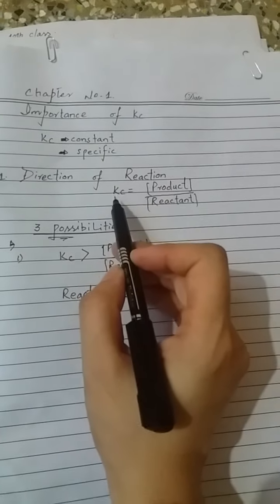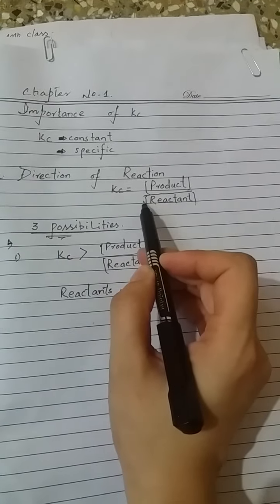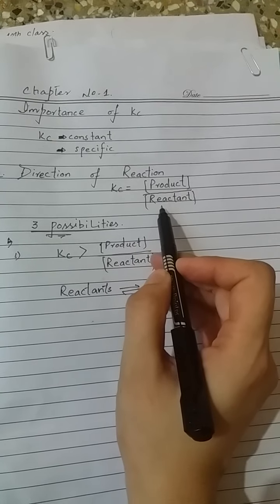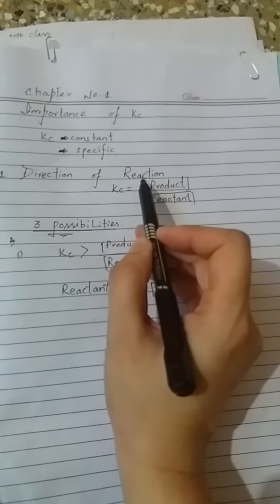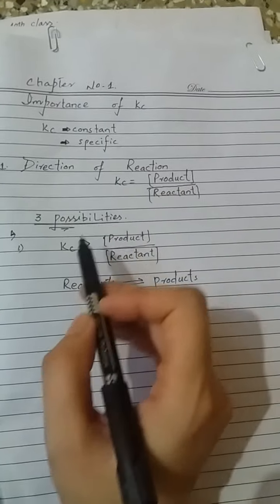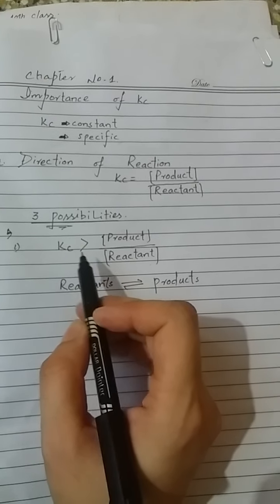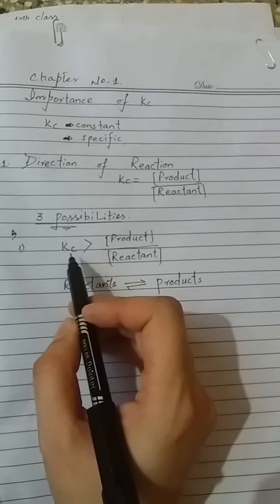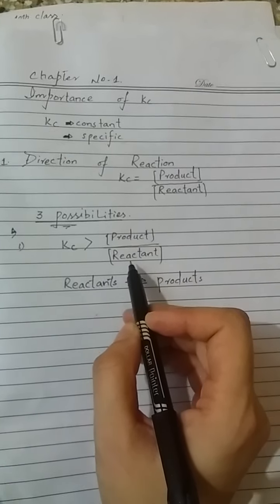So if we know the value of Kc, or the ratio of the product over the reactants, then we can determine the direction of reaction, to which direction a reaction can proceed. So here the direction of reaction has three possibilities. The first possibility is when the Kc value is larger or greater than the ratio of the product of concentration of products to the product of concentration of reactants.